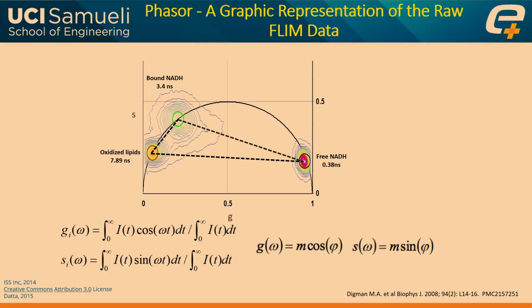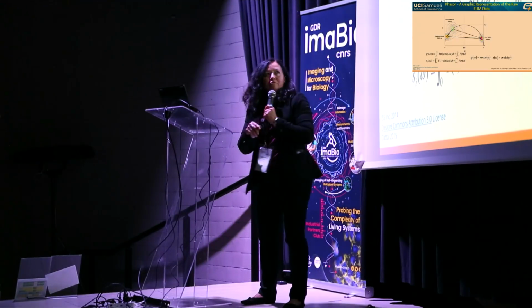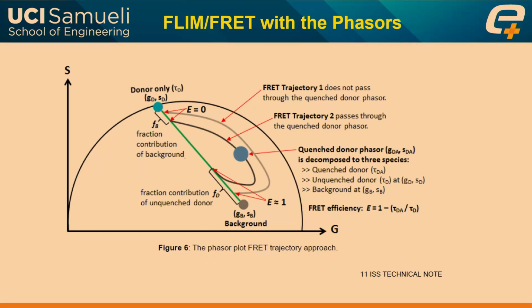And if you have a third component, you can actually calculate the fractional contributions of either two components along this axis, along this axis, or along this axis, or a fractional contribution of three potential components. They will fall somewhere inside the triangle. So the data becomes really easy, specifically if you want to do FRET.